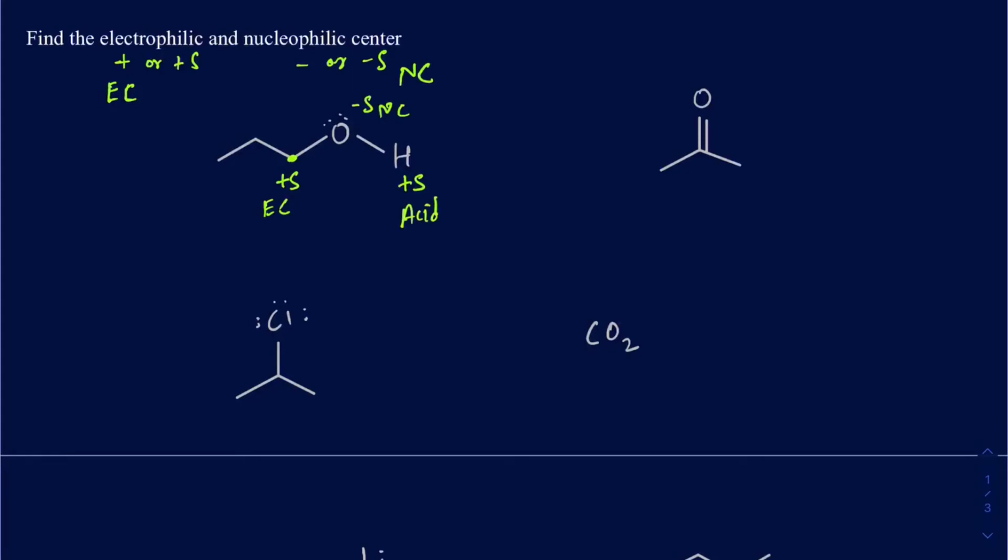Then what about this next one here on the right side? I got an oxygen-carbon double bond, so it's a ketone functional group. So remember, this carbon is going to be partial positive and this oxygen is going to be partial negative. So I know this partial positive is going to be your electrophilic center, and then your oxygen is going to be the nucleophilic center there.